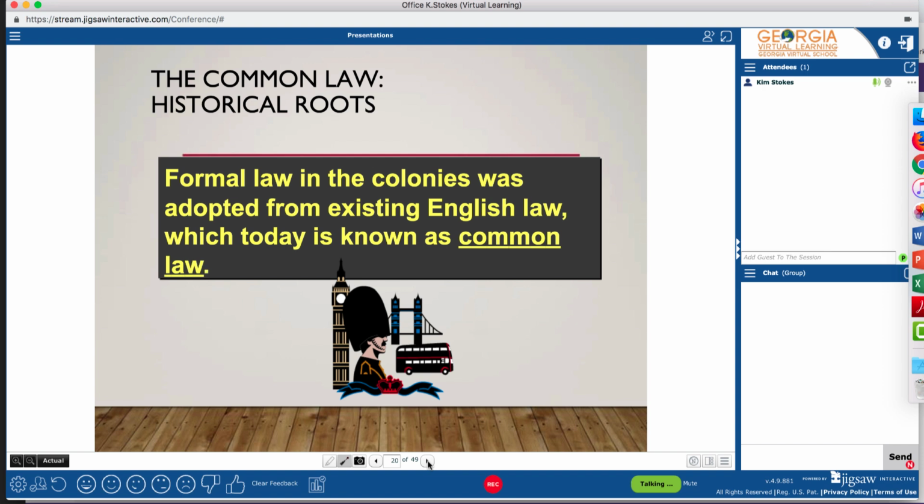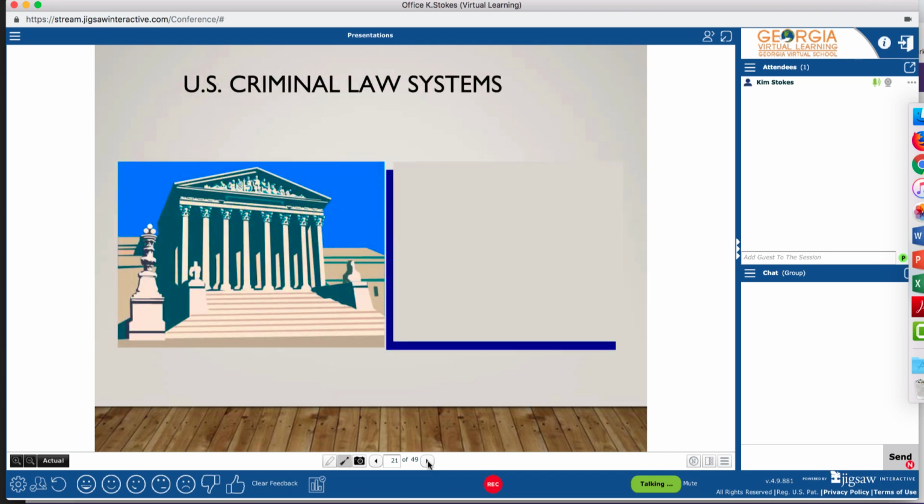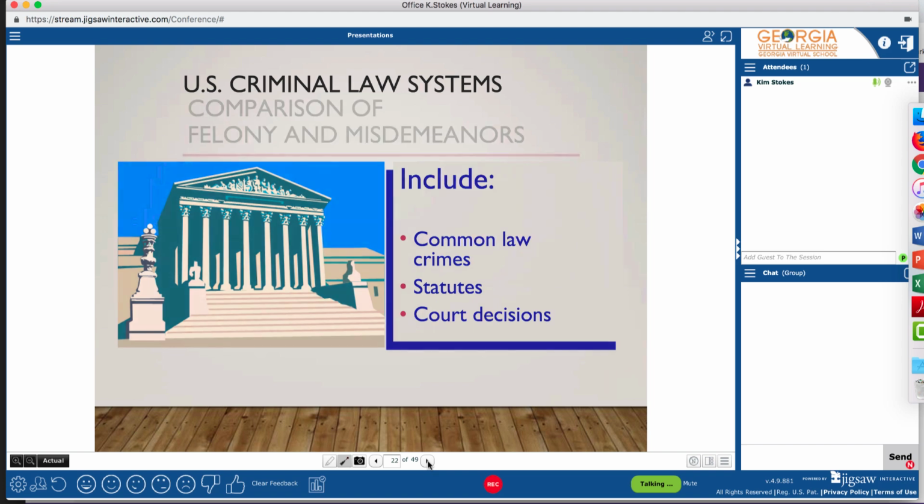So where did we come up with what we know today as law, common law? Well, it existed in the colonies as English law. It's known today as common law. So the U.S. criminal law systems include these common law crimes, statutes, which are laws, and court decisions.